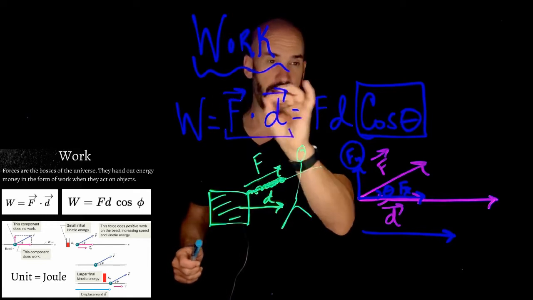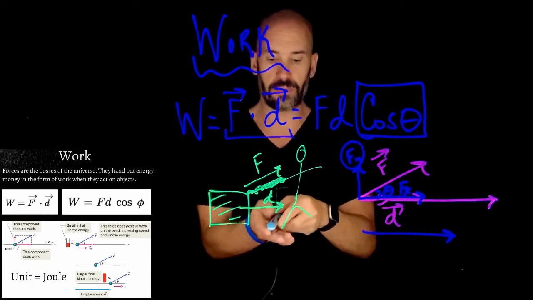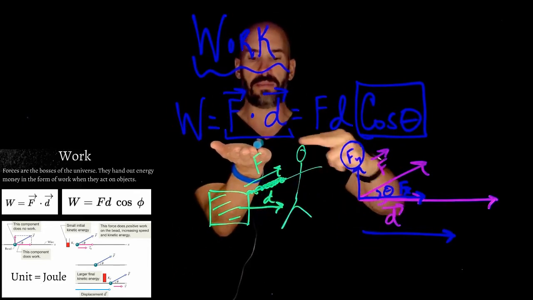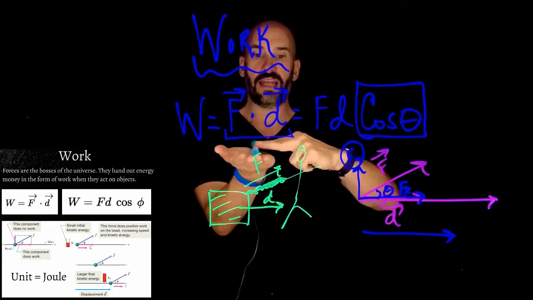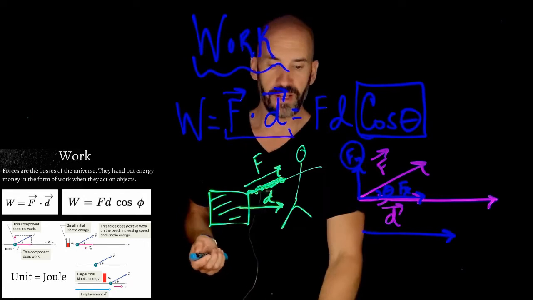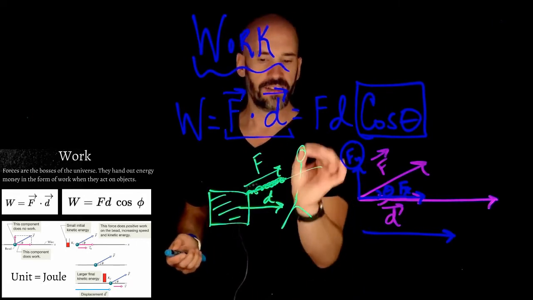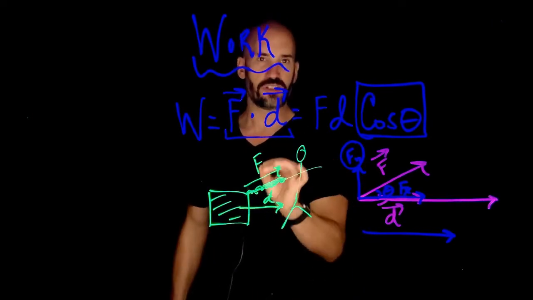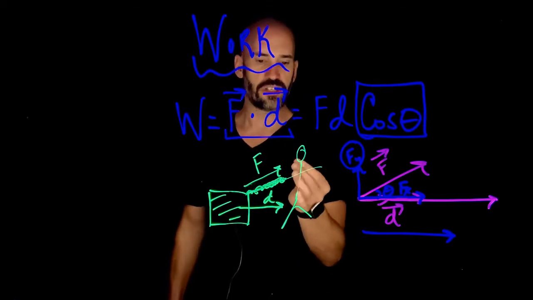The units of work and energy are both joules. So for example, if I'm doing work on this object by making it move, well, look at that. I've suddenly given it kinetic energy because it's actually moving, right? So that's why I like to keep the analogy of energy being a currency.